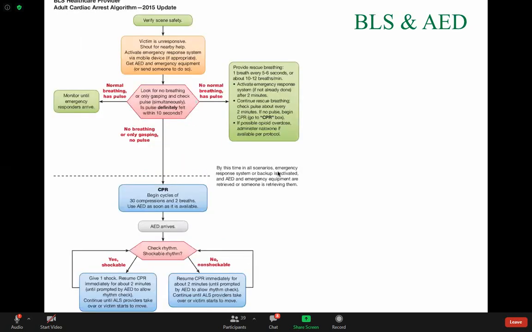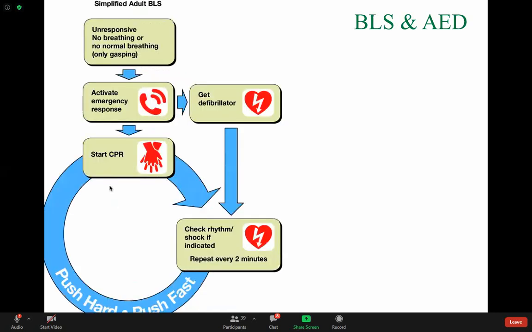In all these scenarios, the emergency response team or backup is activated. For CPR, you begin cycles of 30 compressions and 2 breaths. Again, 30 compressions and 2 breaths, and use the AED, or automated external defibrillator, as soon as it's available. If the AED arrives, you check the rhythm, and if it's shockable, the AED will give the shock. If it's not shockable, you resume CPR. Again, it's 30 compressions with 2 breaths in between.